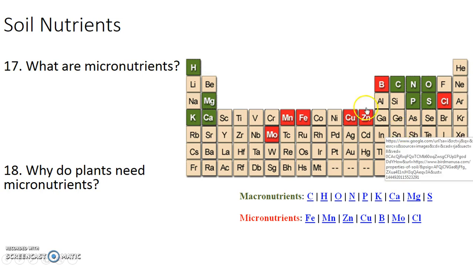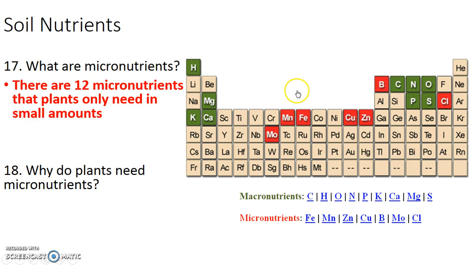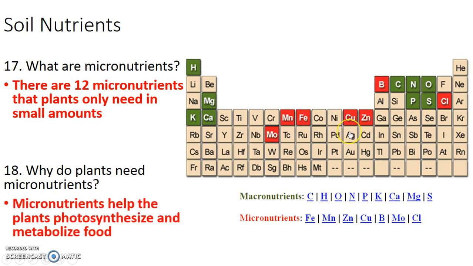Last, micronutrients. Micronutrients are 12 elements that plants only need in small amounts. You don't have to worry about what those 12 elements are, but it's useful to know that these micronutrients, iron, molybdenum, copper, zinc, are actually used to help the plants photosynthesize and metabolize food. Without these micronutrients, the plants would die, just like without the macronutrients, but they need such small amounts of them that they're usually just there in the soil anyway.